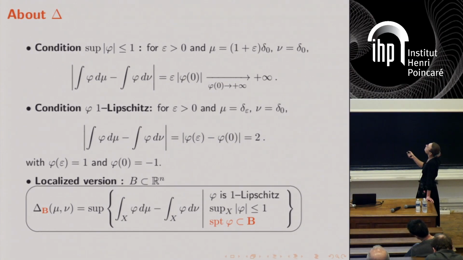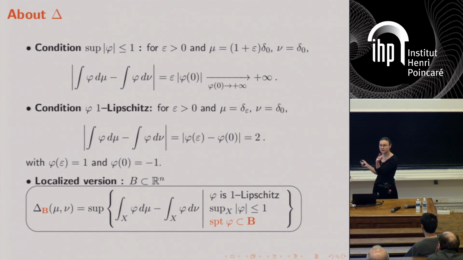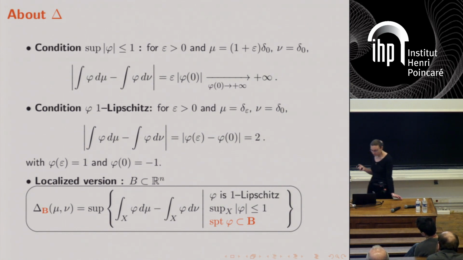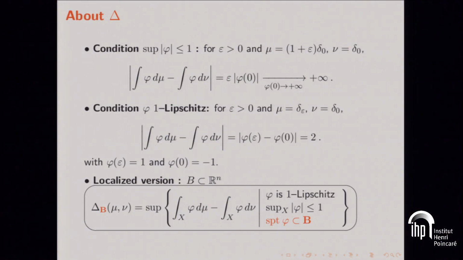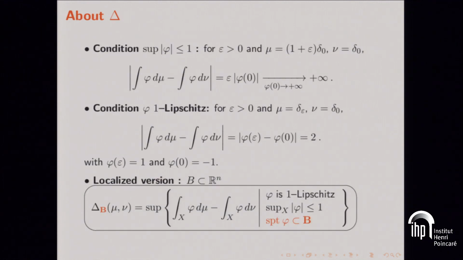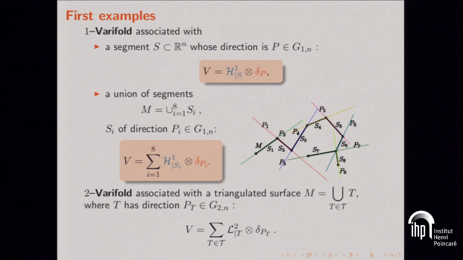If now I think of the other assumption, I ask that my test function is one-Lipschitz. Well, if you remove this assumption, you can take two Dirac masses that are as close as you like, but the distance between them will still be equal to 2. So heuristically, that is the reason why you have those two natural assumptions, and they will be enough to compare our objects. And of course, you can also localize your distance by asking that the support of your test function is in some open set. So this is the distance we're going to consider between varifolds.